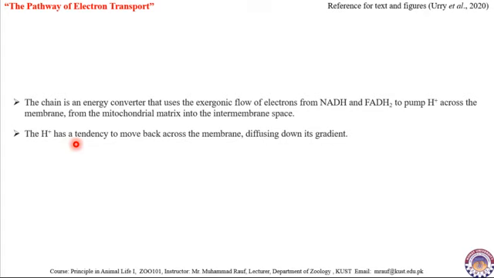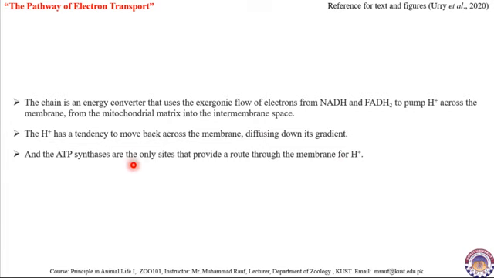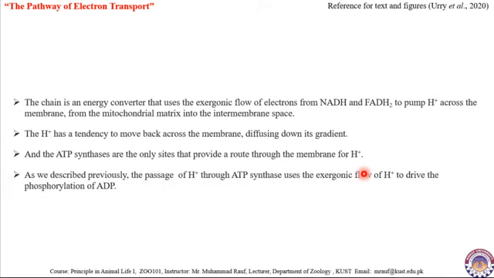The hydrogen has a tendency to move back across the membrane, diffusing down its gradient, and the ATP synthase are the only sites that provide a route through the membrane for hydrogen ions. As we described previously, the passage of hydrogen through ATP synthase uses the exergonic flow of hydrogen ions to drive the phosphorylation of ATP. So this movement of hydrogen ions through the ATP synthase helps in the synthesis of ATP.